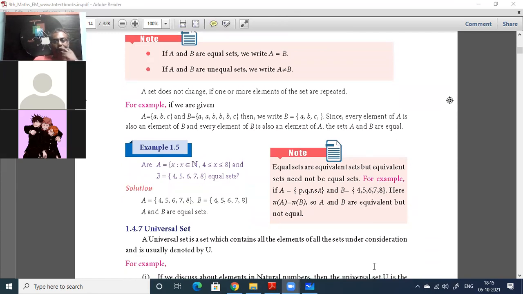Okay, read. If A and B are equal sets, we write A is equal to B. If A and B are unequal sets, we write A does not belong to B. No, A is not equal to B. Does not belong to, no. Does not belong to what symbol?